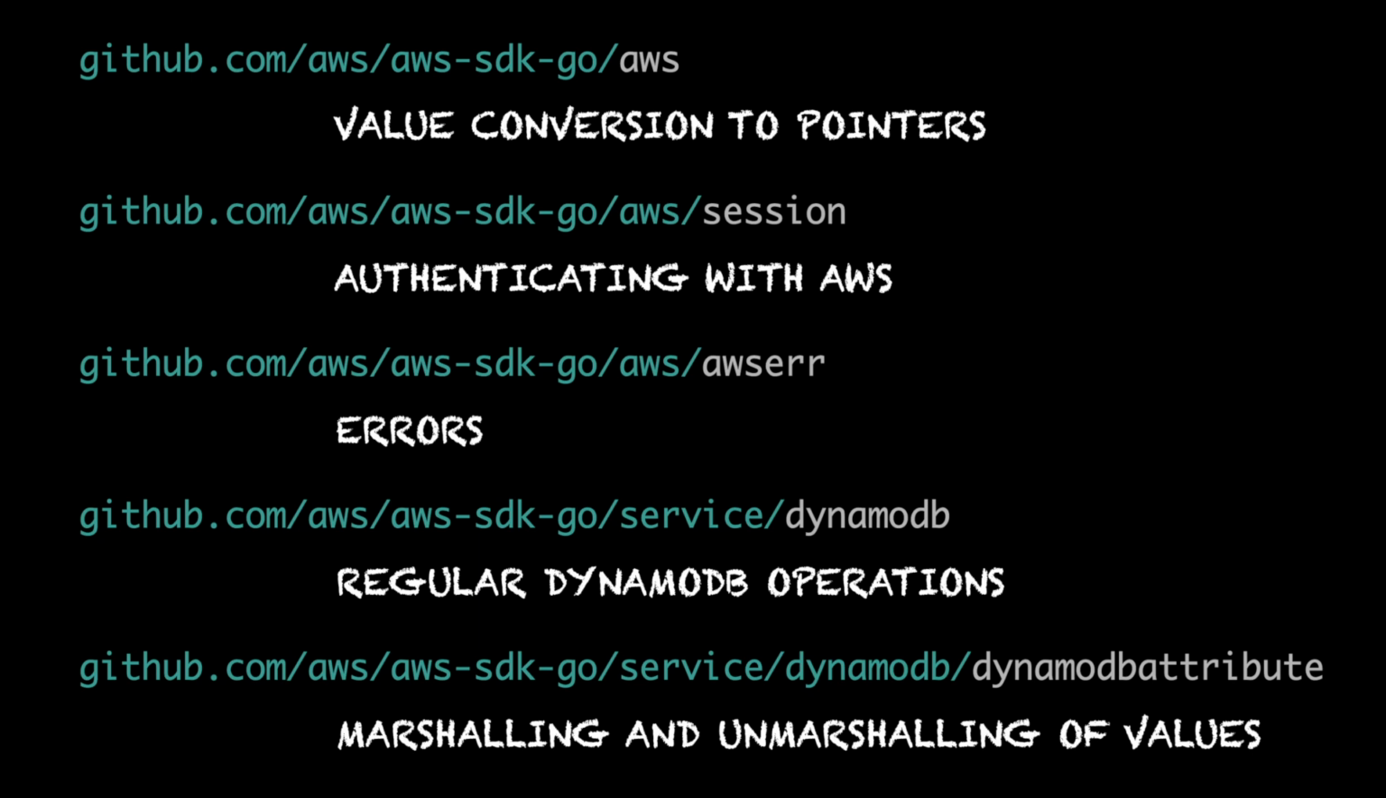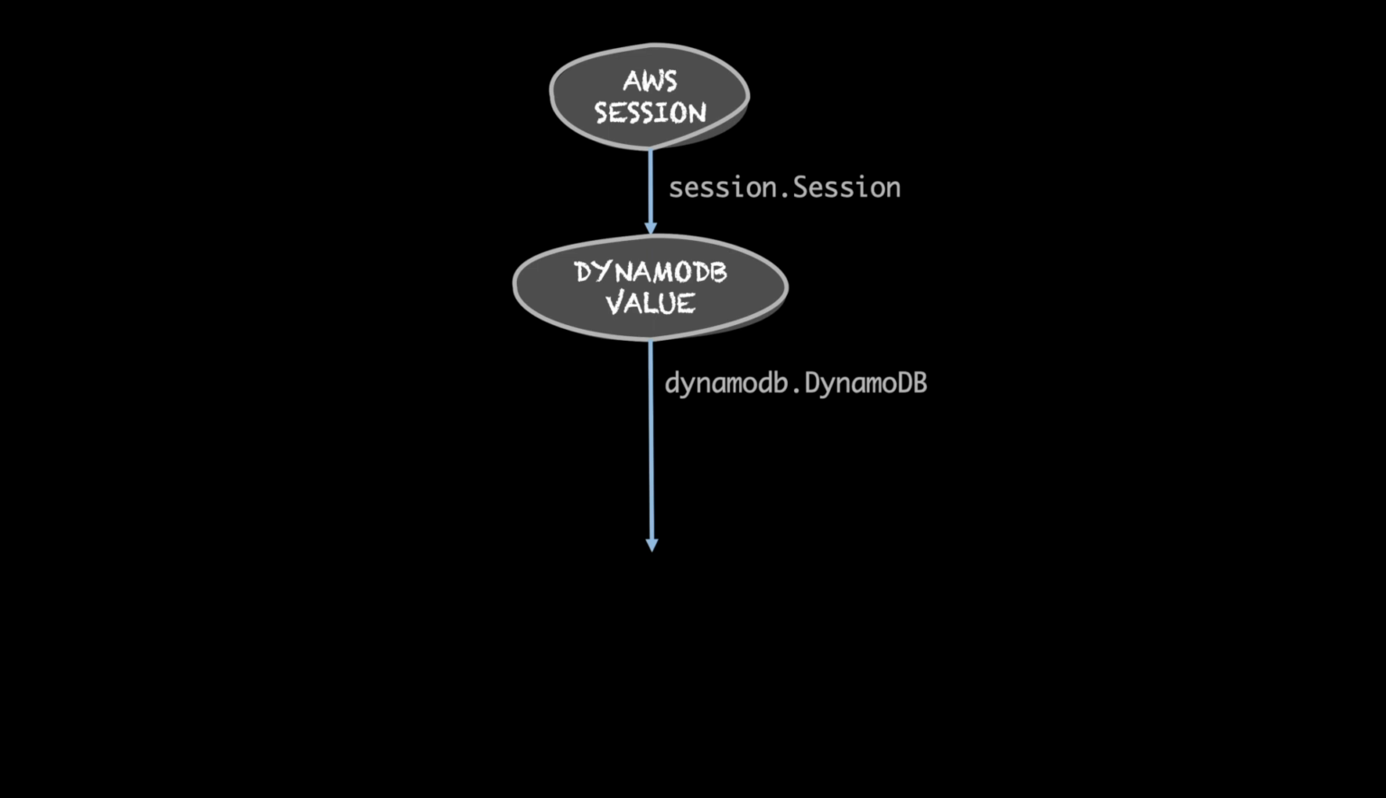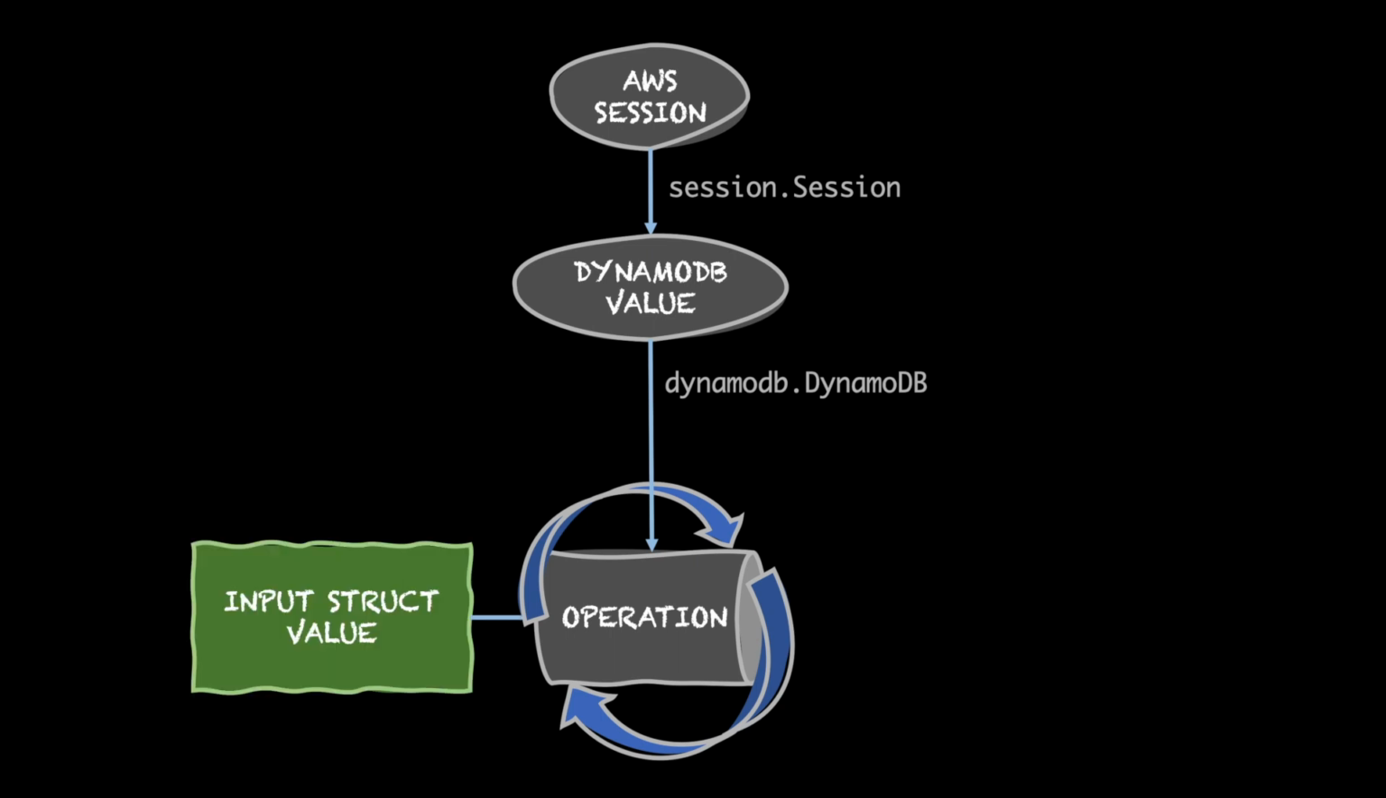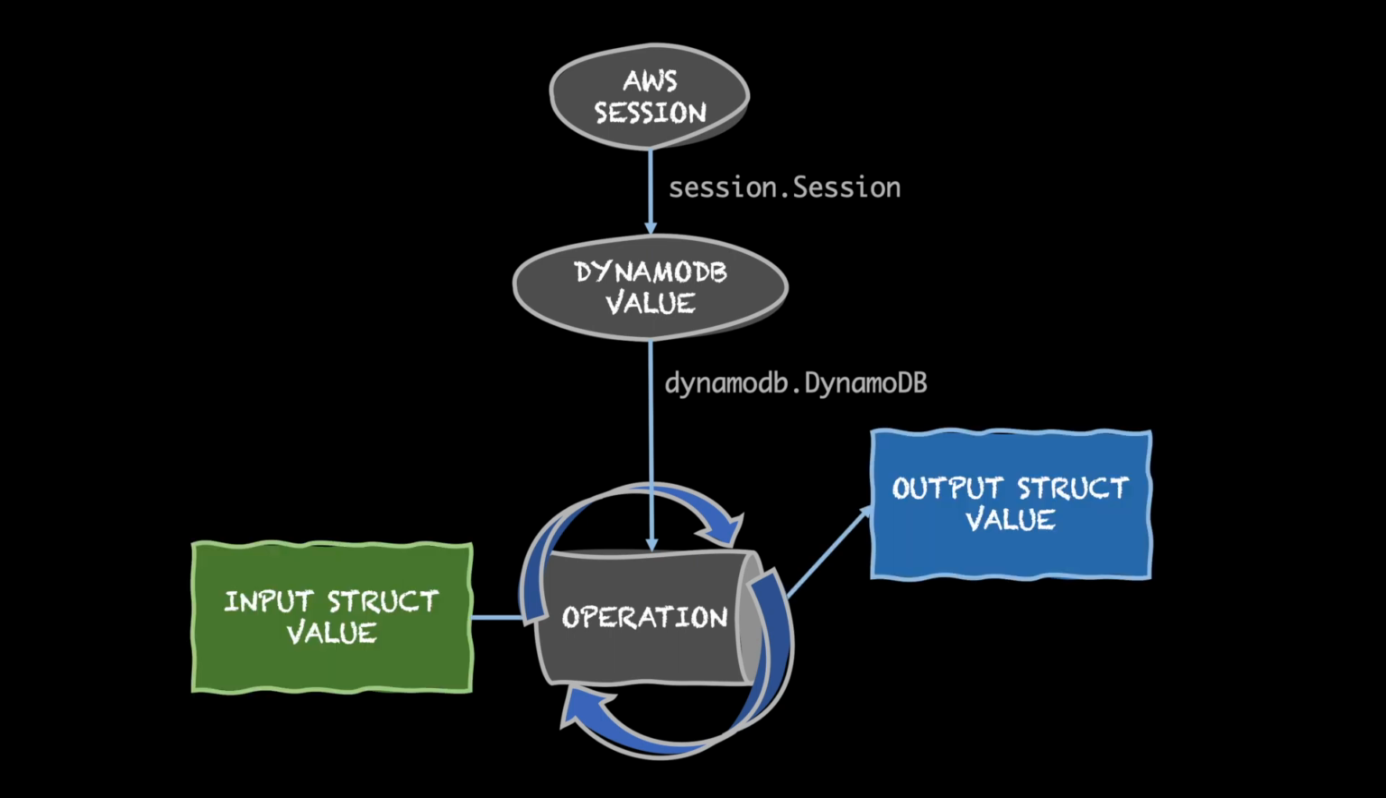Working with the AWS SDK for Go normally involves a few steps. First, we create an AWS session value specifying the desired AWS region, our profile, or whatever details allow us to authenticate with AWS. Once we have an AWS session, we create a DynamoDB value which provides a number of operations such as query, scan, etc. Each operation takes an input value and produces an output value and an error value.